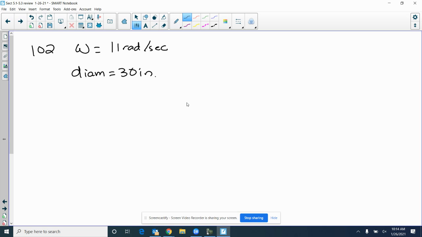All right, so the diameter is 30 inches, so the radius equals 15 inches. And what's it asking for? Find the speed of the bike in inches per second.